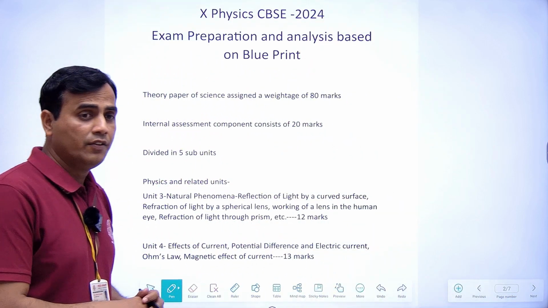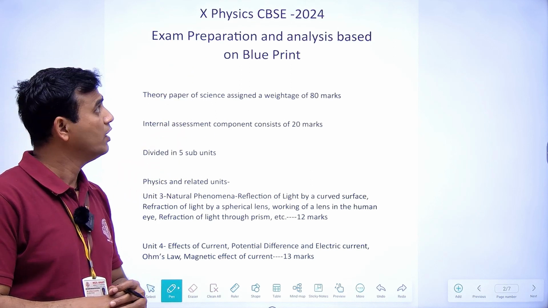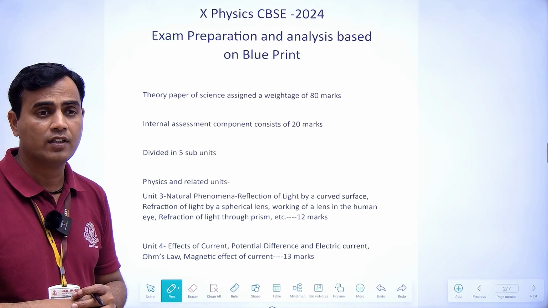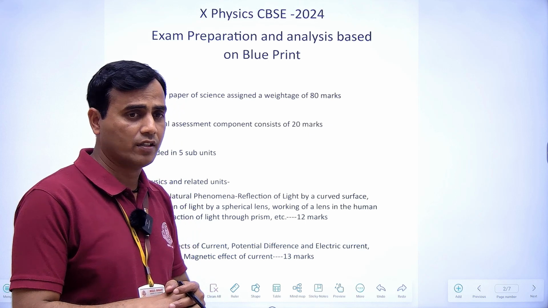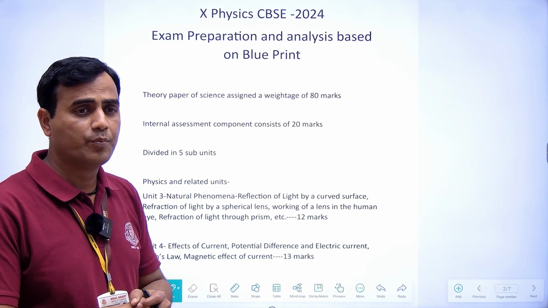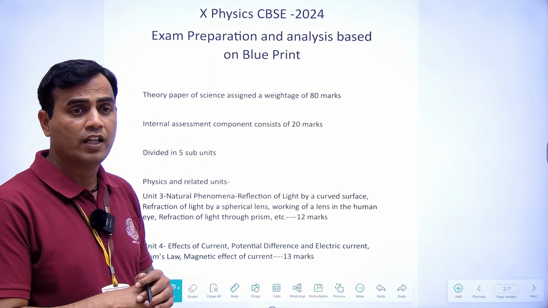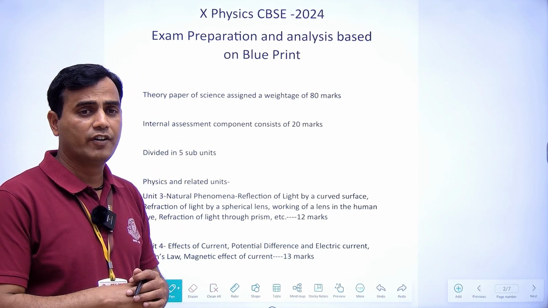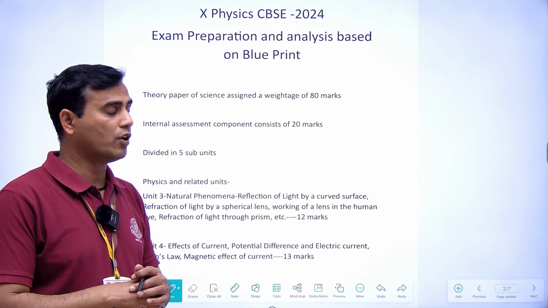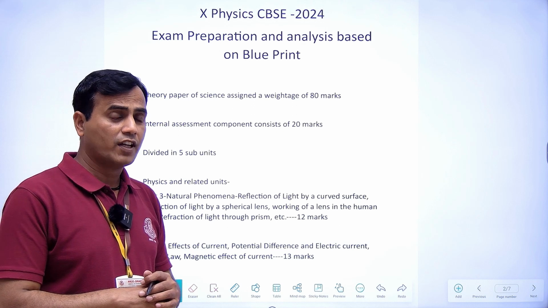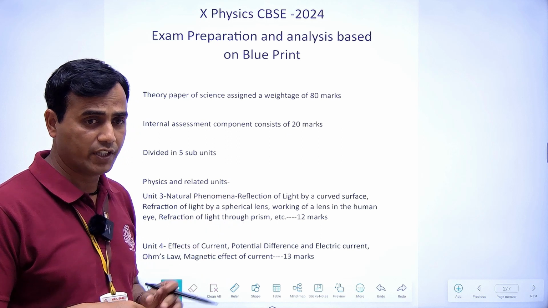Here we have 10th Physics CBSE 2024 exam preparation and analysis based on the blueprint. So the topic is physics preparation on the basis of the blueprint provided by the CBSE board. We all know that the theory paper of science carries a weightage of 80 marks and the internal assessment component consists of 20 marks. Further, all the chapters of science are divided into 5 subunits.